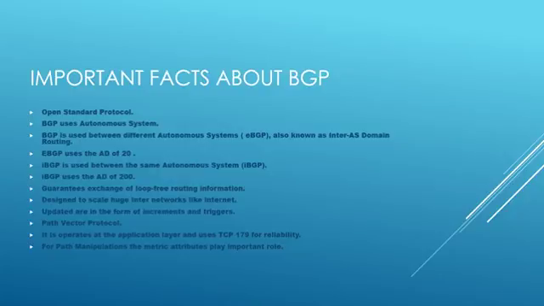iBGP, unlike eBGP, is used within the same autonomous system. So if you have one autonomous system, let's say autonomous system 100, and you have more than one router, and you want to establish peering within that AS, that peering is known as iBGP. If you have two or more autonomous systems and you want to connect them, you'll be peering the edge routers using eBGP.